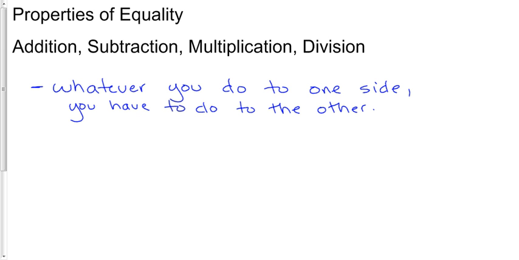Okay, so basically what that means, if you use the addition property of equality, it means that if you add something to one side, you have to add it to the other. If you use the subtraction property of equality, if you subtract something from one side, you must subtract it from the other. If you use the multiplication property of equality, if you multiply one side by something, you must multiply the other side by the same thing. And the division, if you divide one side by something, you must also divide the other side by the same thing. Okay, so it's quite simply whatever you do to one side, you have to do the other. So you multiply both sides by 4, you're using the multiplication property of equality. It's that simple.